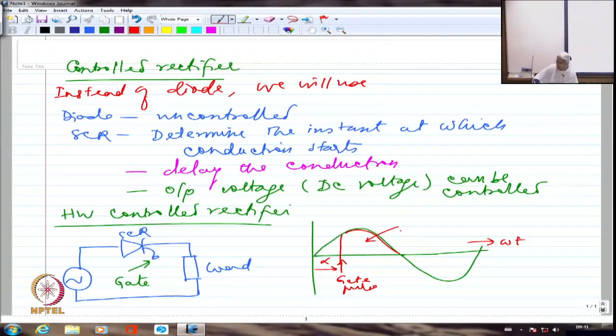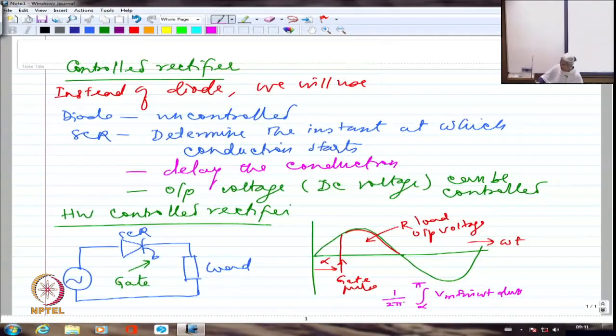So I would say this is the R load output. If I am talking about resistance load, the output voltage will be like this. I am sure you can derive the expression for this. It will essentially become Vm sin omega t from alpha to pi. That's it, right? So I am going to have the integral from alpha to pi of Vm sin omega t d omega t, multiplied by 1 by 2 pi. This will be the output voltage, the average DC output VDC.